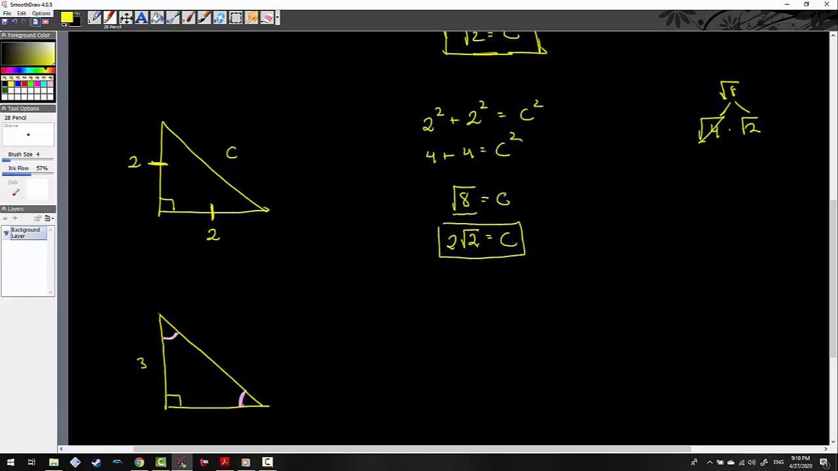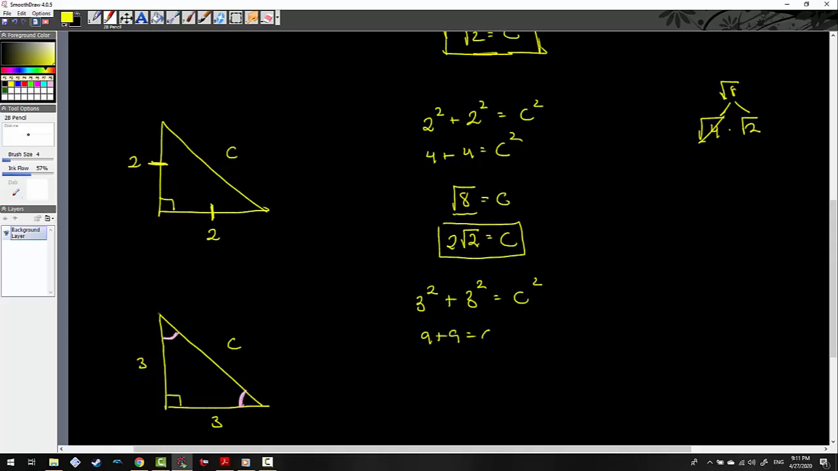So I'll go and call this one 3. And if this vertical side is 3, remember, the triangle is isosceles, meaning the horizontal side has to also be 3. And I'll go and call the hypotenuse c here. So again, let's just do this one more time, just like we always have. 3 squared plus 3 squared equals c squared.